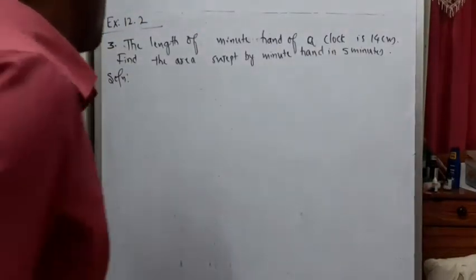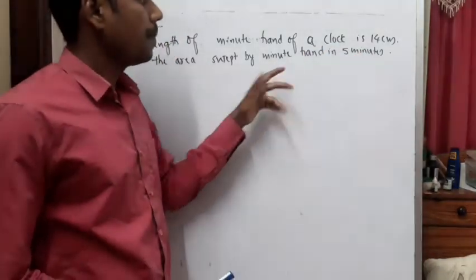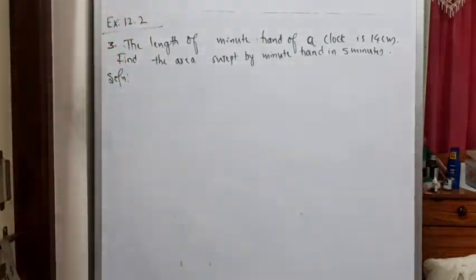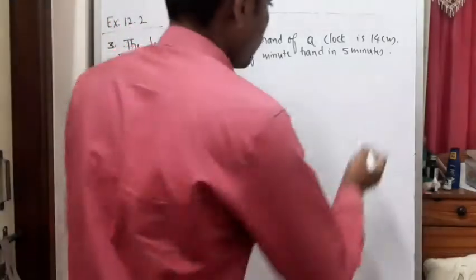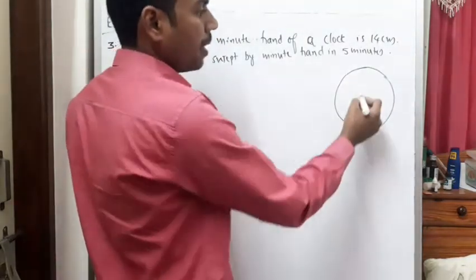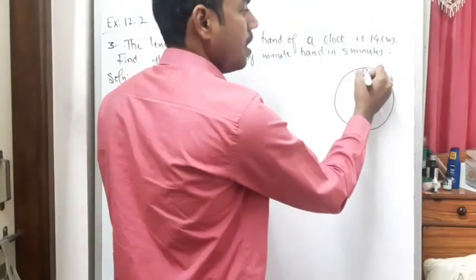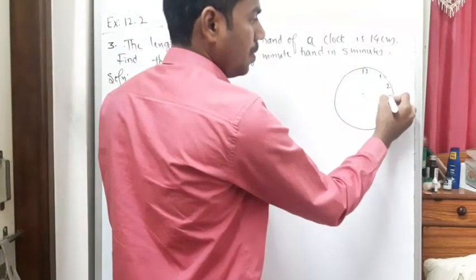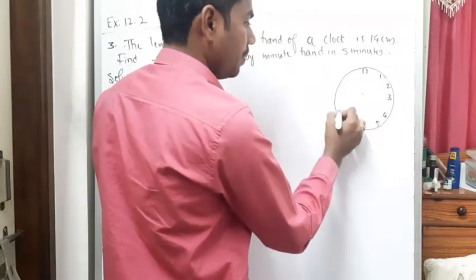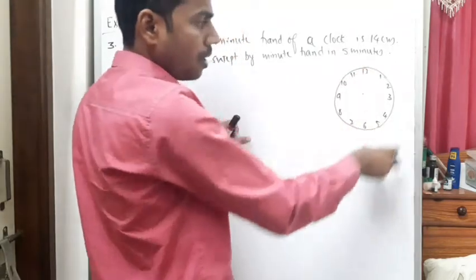So third question: the length of a minute hand of a clock is 14 centimeter. Find the area swept by the minute hand in 5 minutes. Please let me adjust the focus. Okay, fine. Now this is a circle, so this is a clock. In the clock, you know, there will be 12 divisions, like 12, 1, 2, 3, 4, 5, 6, 7, 8, 9, 10, 11.